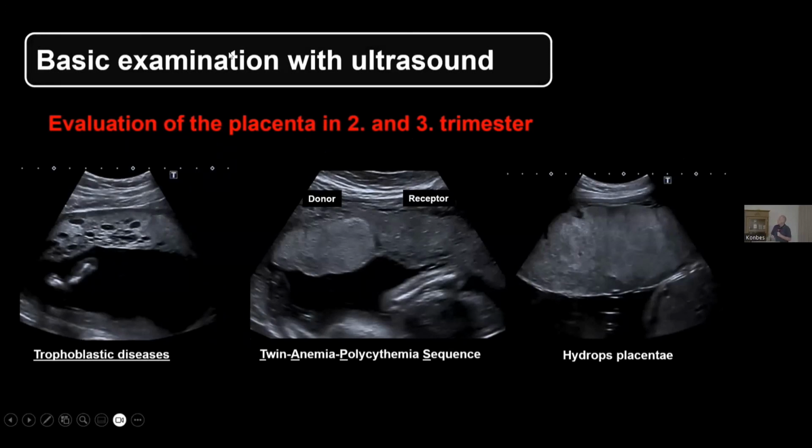On the other hand, we also have the possibility to evaluate the placenta. You have seen the normal size, and here are some examples for trophoblastic diseases. We can see it also in Turner syndrome. We also have different echogenicity in twins. In the donor, the placenta is lighter and thicker, and in the recipient the texture is more dark. And in hydrops, the placenta is very large. That's the reason why we have some pathologic situation, and we have to look very carefully at what's happening there.